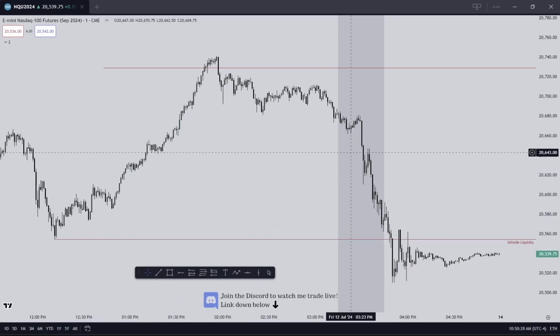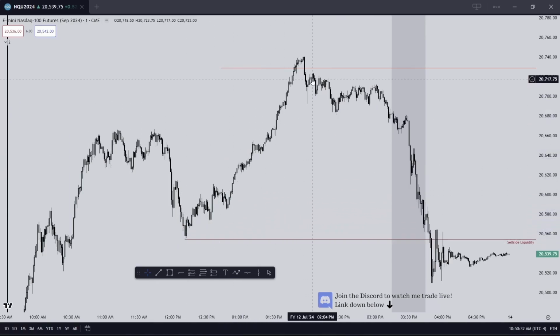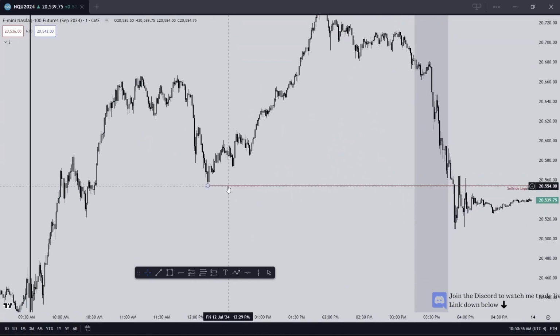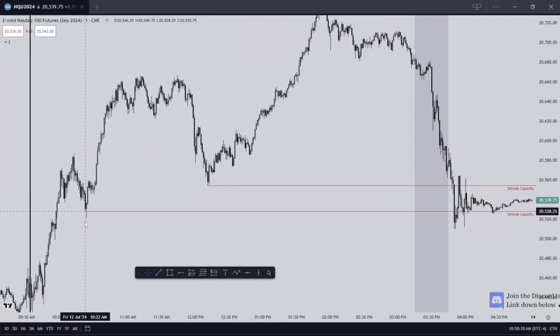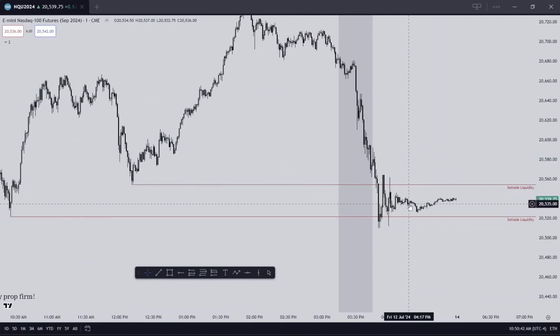Sell side taken. Anybody who trailed their stop losses underneath this low, or really underneath any of these lows here, taken out of the market, and we also take out this low created in the AM session. Clearing the table. Once we take out that low, we consolidate into the close.